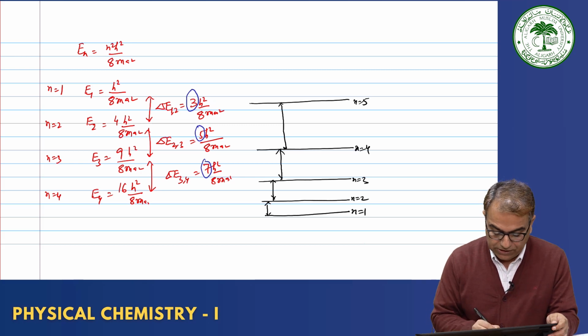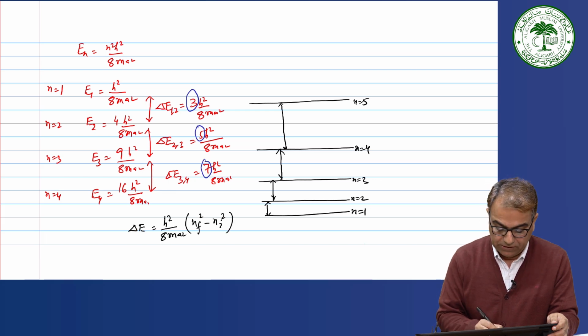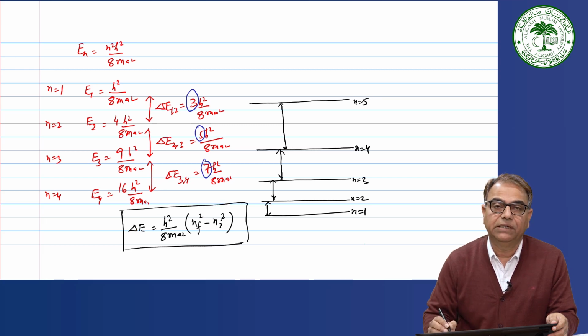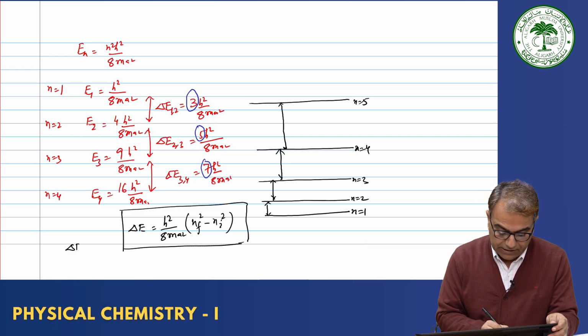And now you see delta E we can write as h square divided by 8 ma square is common, and this will be equal to final minus initial square. This is the energy gap between the energy levels of particle in a one-dimensional box, okay. What you observe is that this delta E is inversely proportional to 1 by a square.